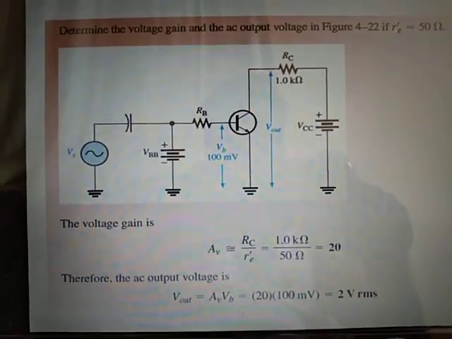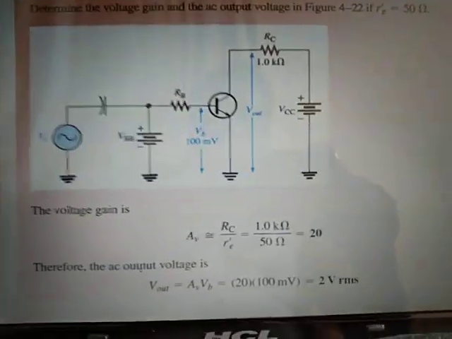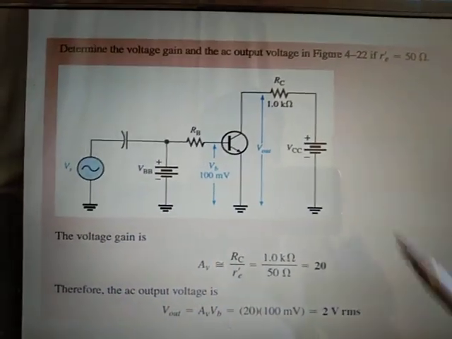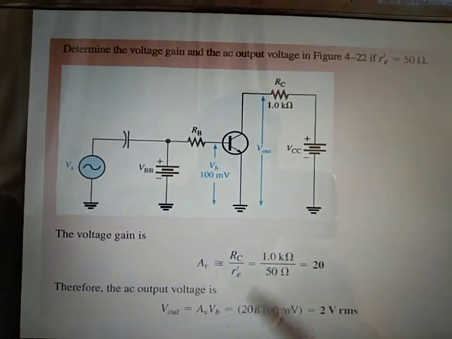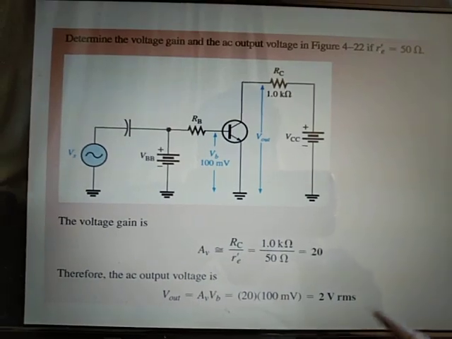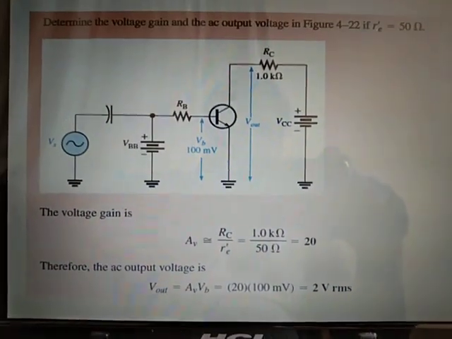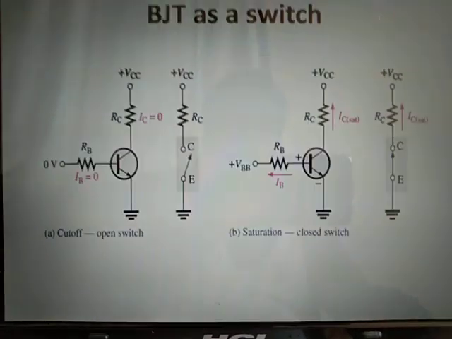Therefore, the AC output voltage is equal to AB into Vb. AB is equal to 20 and Vb is given as 100 millivolt. That is 2 volt RMS value. This is one problem of the transistor.